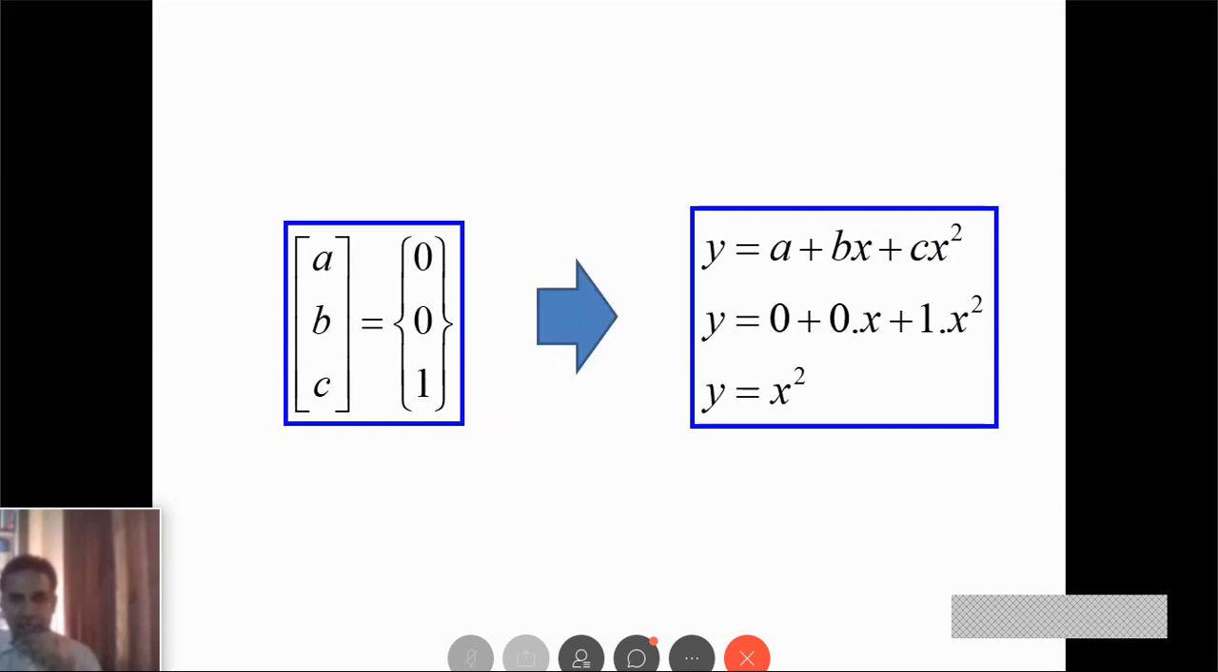So I get A as 0, B as 0, C as 1. Our equation was y equals A plus bx plus cx squared. We got A as 0, B as 0, C as 1 x squared. y is equal to 1x squared is your general equation. So you have evolved a parabolic equation. It fits best for the data, which is y equals x squared.